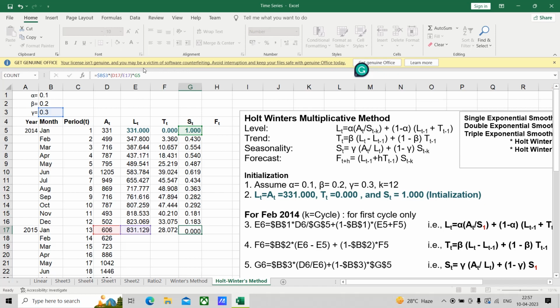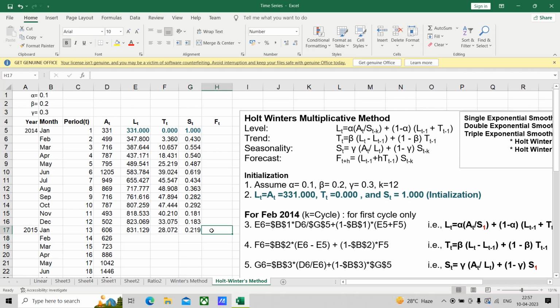So we press enter. Here I have calculated the base value, trend value and seasonal value for January 2015. From this place we can find the forecast value for January 2015. To find the value of forecast for 2015, we will apply this fourth formula. In this fourth formula, the value of H is assumed to be 1. So this value is the forecast of January 2015.